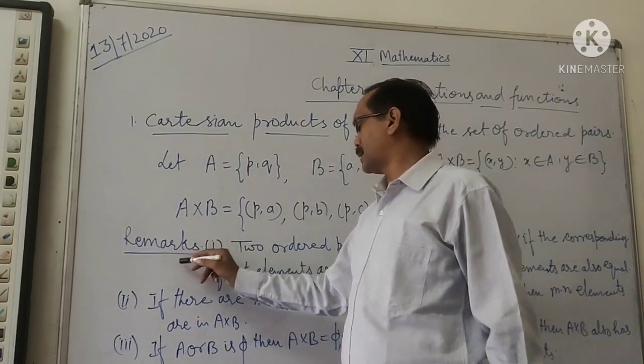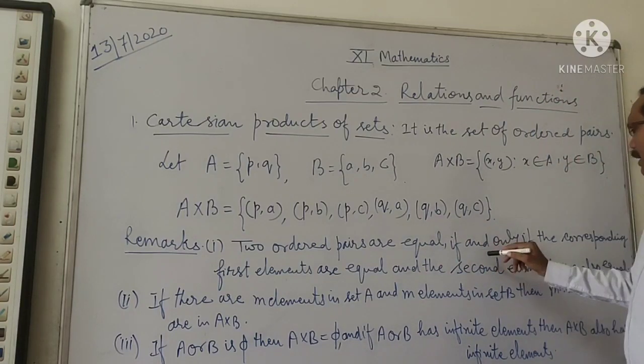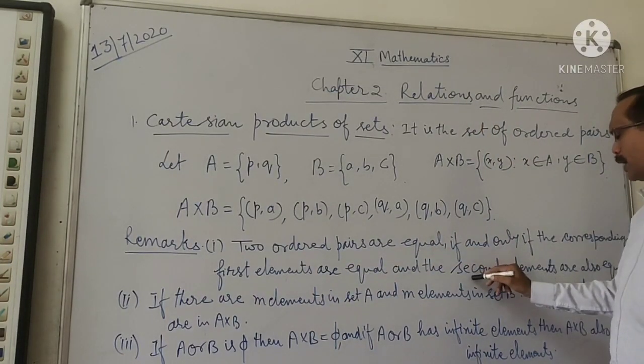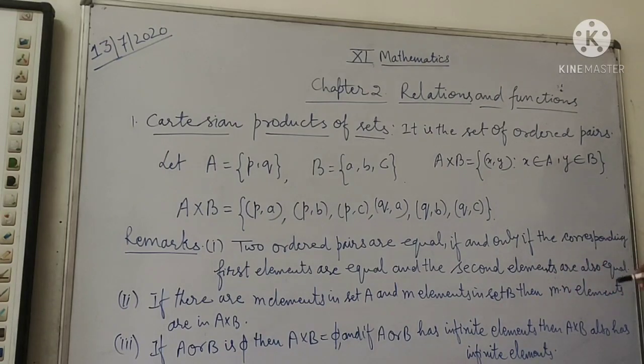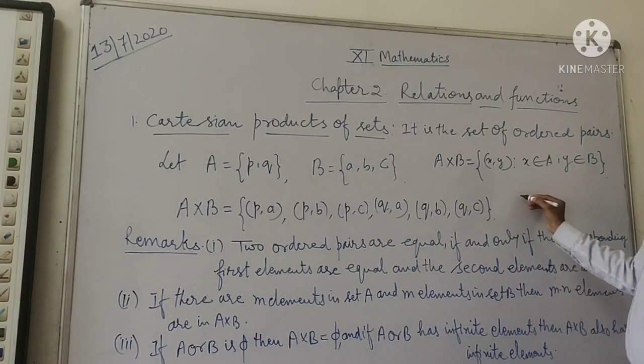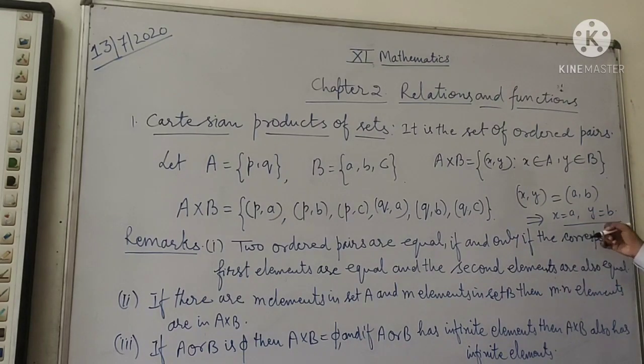Right? There are some remarks. First, two ordered pairs are equal if and only if the corresponding elements are equal. Their first elements are equal and the second elements are also equal. It means, suppose there is an ordered pair (x, y) equal to (a, b). This implies that x equals a and y equals b. That is the meaning of equality of ordered pairs.